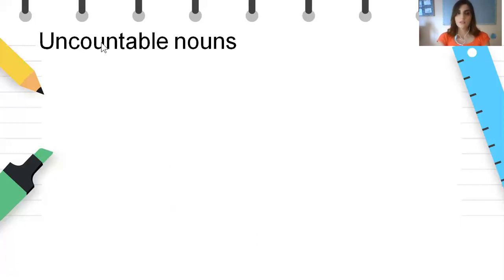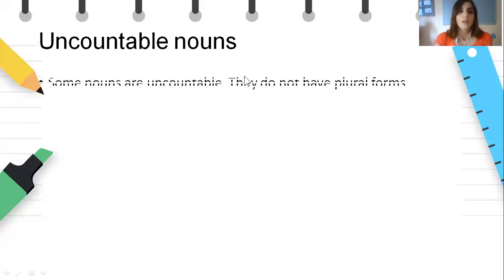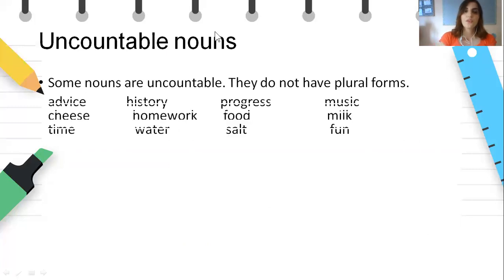On the other hand, uncountable nouns. Some of the nouns are uncountable. They do not have a plural form. For example, advice, cheese, time, history, homework, water, progress, food, salt, music, milk, fun. All of these nouns are uncountable, and they cannot be counted and they do not have a plural form.